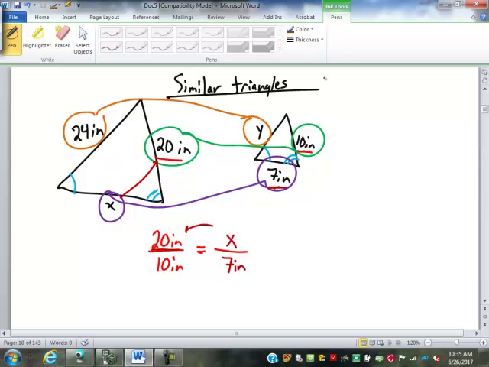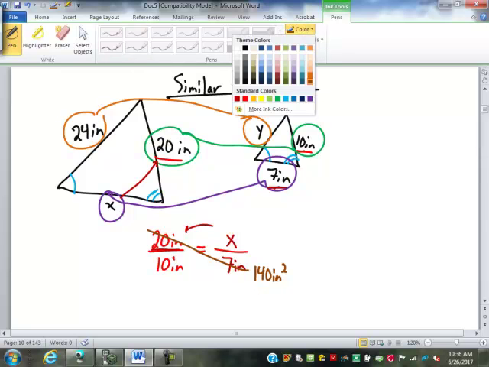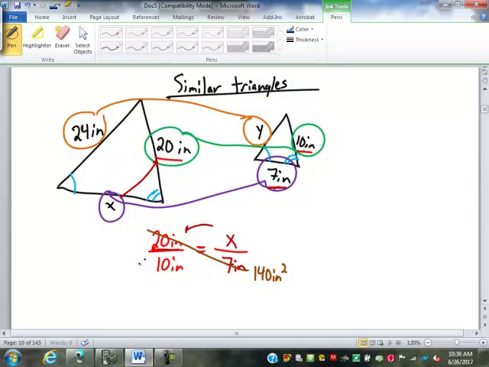What would I multiply here? 20 inches times 7 inches is 140 inches squared. And then? Divide by 10 inches. 140 divided by 10 is 14. Inches squared divided by inches is just inches.